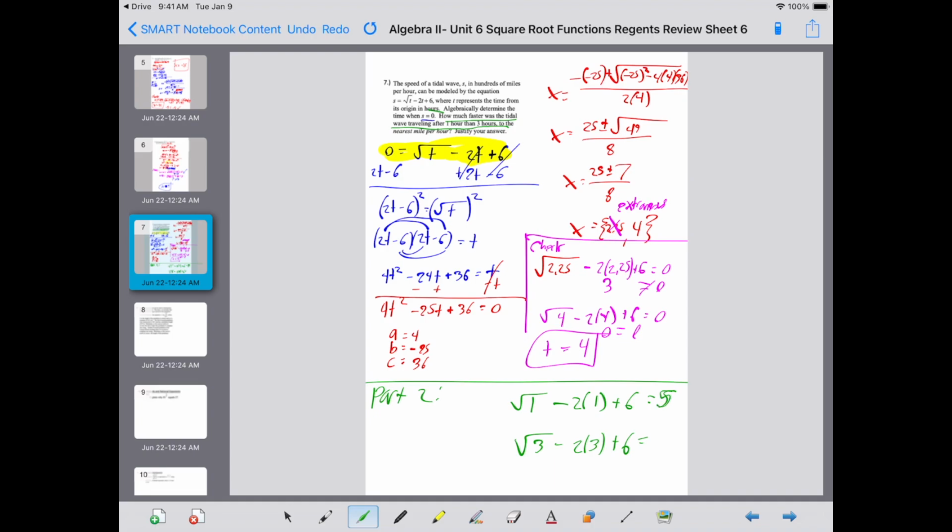Now we're going to do the same thing with 3. So square root of 3. And that's going to be irrational because square root of 3 is not a perfect square. You get 1.7320500808. To find how much faster it was at hour 1, you're going to have to subtract. So 5 minus 1.7320500808 equals 3.2679491.